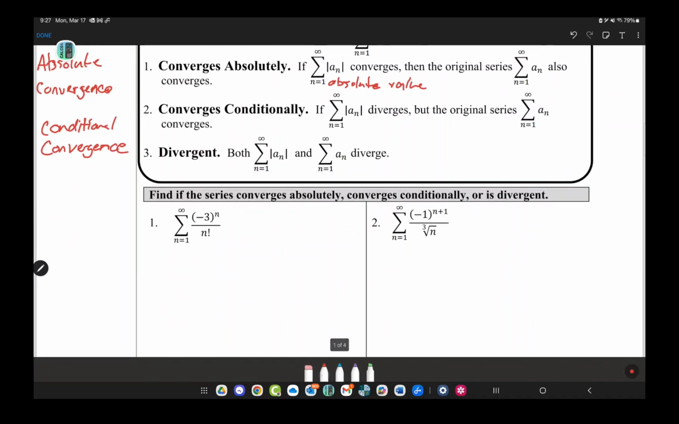The nice thing about the absolute value is, if I do take the absolute value, what is this going to become? Do I need the negative anymore? No. 3^n over n factorial, in which we are going to do the ratio test.